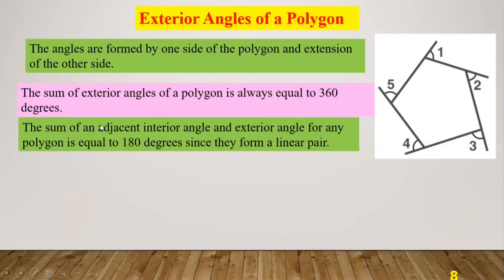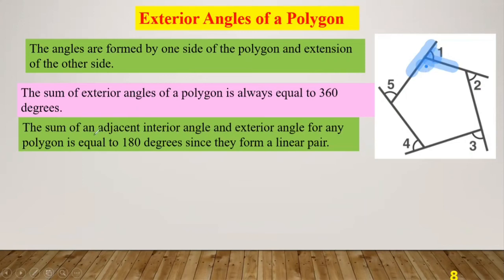Now, the sum of adjacent interior angle and exterior angle for any polygon is equal to 180 degrees, since they form a linear pair. Let me explain this. How do they form a linear pair? A linear pair is when the angles stand on a line. If this is a straight line and this is a ray on it, these two angles together make a straight angle, and the measure of a straight angle is 180 degrees. So angles standing on a line always measure 180 degrees. That is how this exterior angle and interior angle will always sum to 180 degrees.